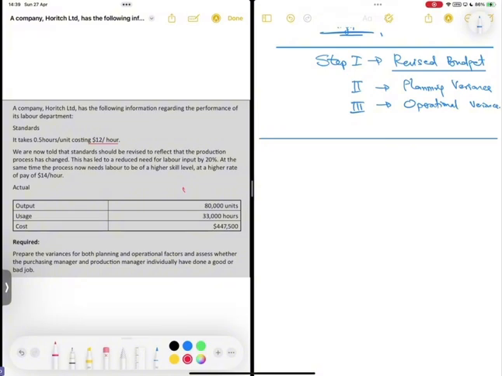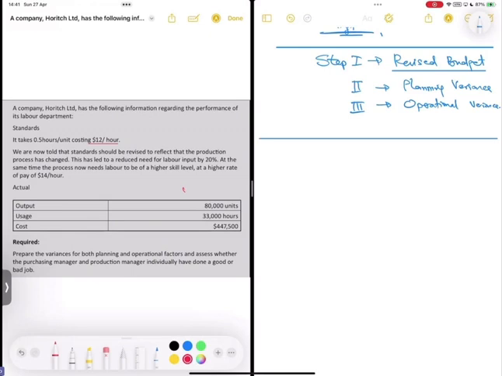Now, we've been told that the standard should be revised to reflect that the production process has changed. So in this question, the process has changed within the year. And this has led to a reduced need for labor input by 20%. So what does that mean to start with? If the need for labor has been reduced by 20%, what does that mean? It means that the time that is going to be required to make one unit has been reduced by 20%. So when we are preparing our revised budget, how long will it take to prepare one unit? So that means the process has changed.